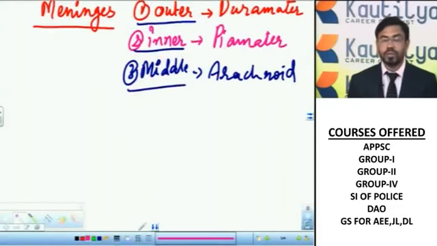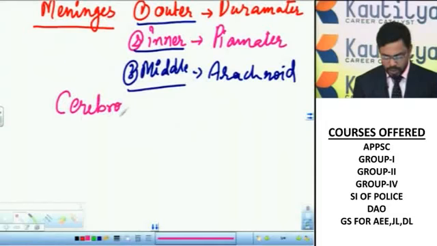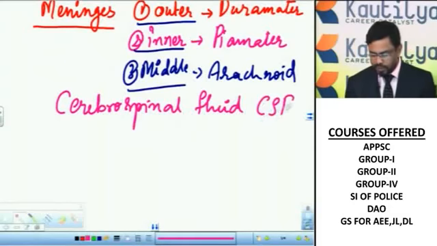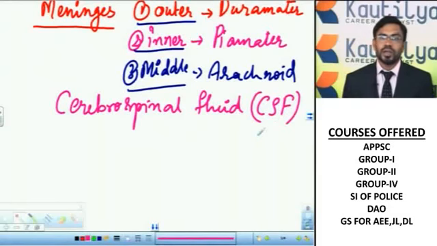In between these meninges, in between these membranes, there is a fluid substance. The fluid substance present between these meninges is called cerebrospinal fluid, CSF. This cerebrospinal fluid acts as a shock absorber. It protects the brain from shocks and injuries.